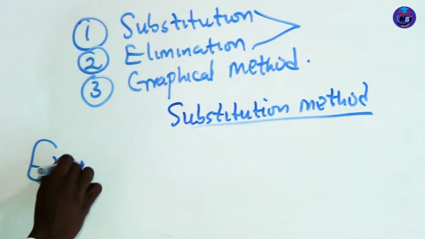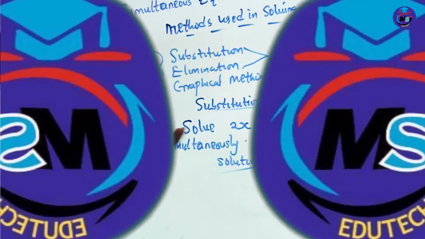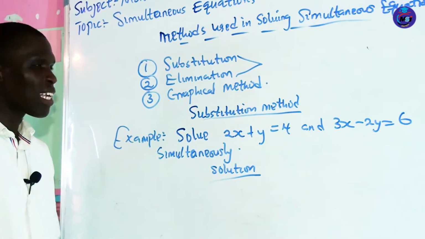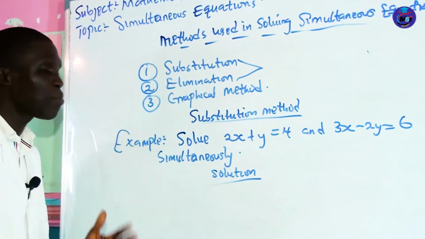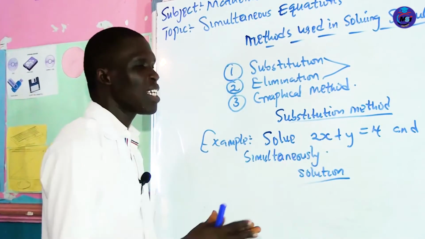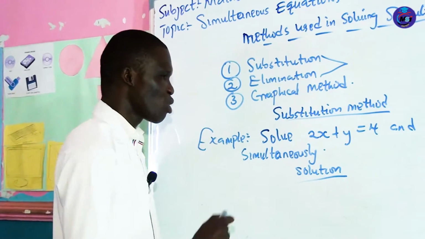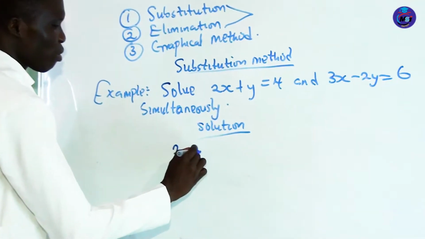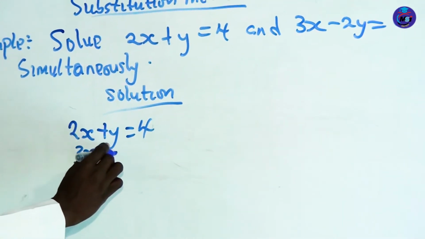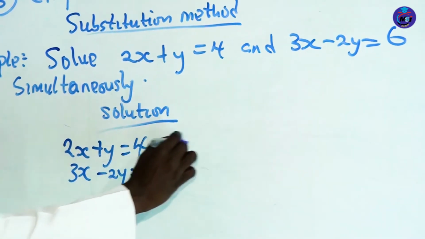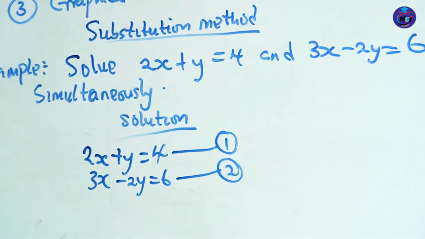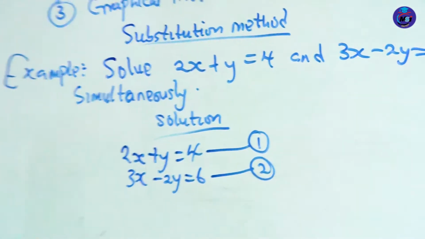Look at this example. Solve 2x plus y equals 4 and 3x minus 2y equals 6 simultaneously. We are going to solve it together without separating the 2 equations. So what are we going to do? 2x plus y equals 4. 3x minus 2y equals 6. Call this equation 1, this equation 2. Are you following me?